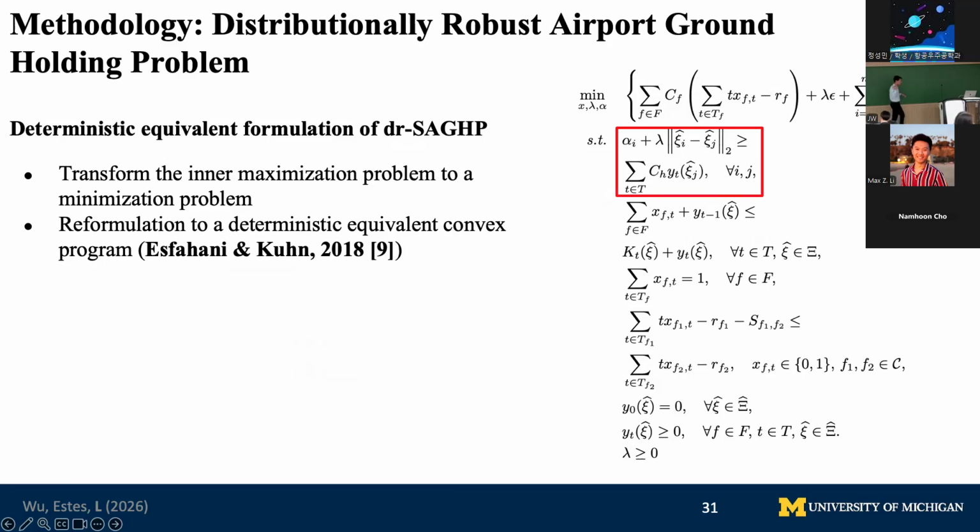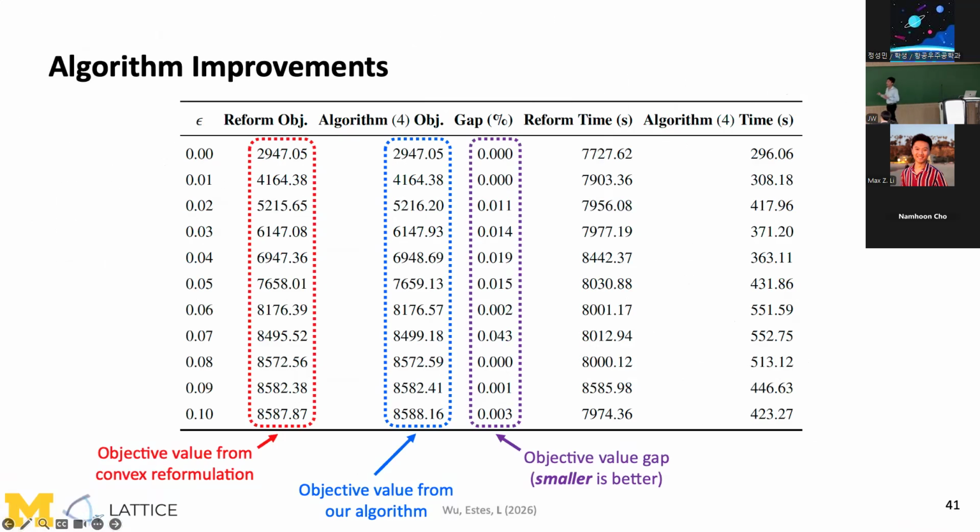If you solve this exact reformulation, you will get the column of numbers that's highlighted in red. Each row here is a different size of your ambiguity set. You can think of the red column as the ground truth, the true answer. The blue is what our approximation algorithm gives you. You of course want the blue and the red to be close, right? Otherwise, why are you doing this?